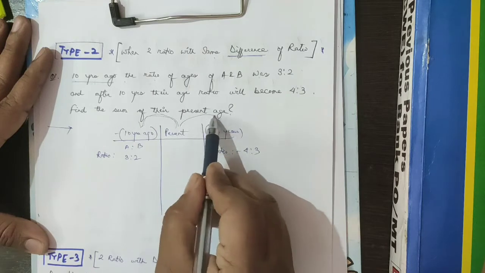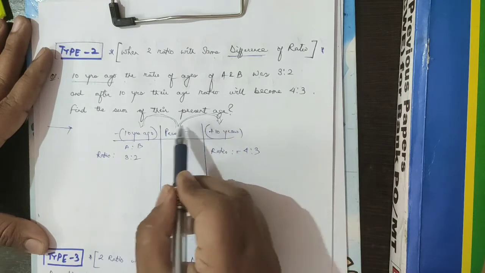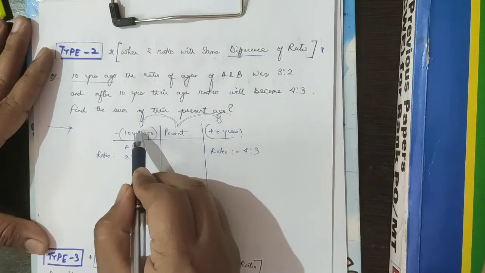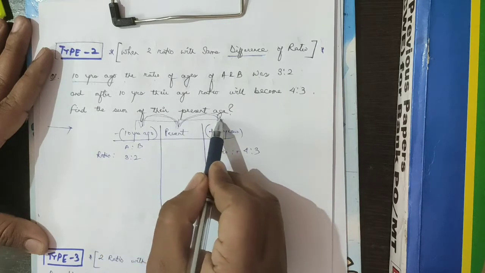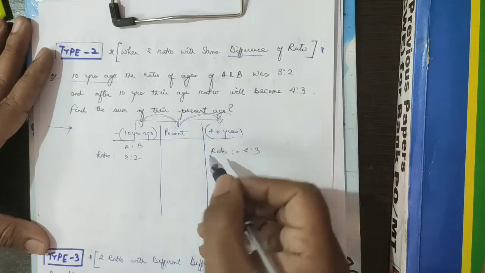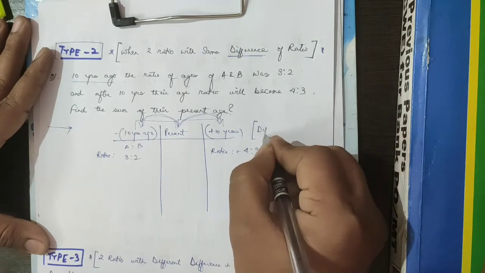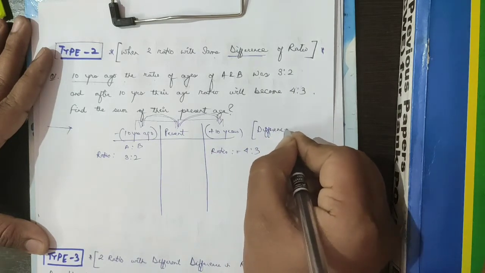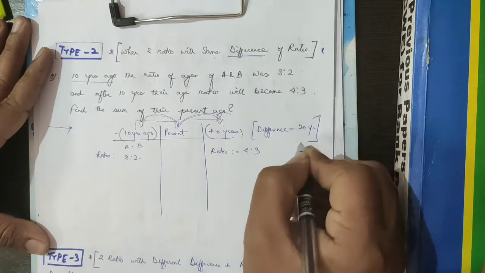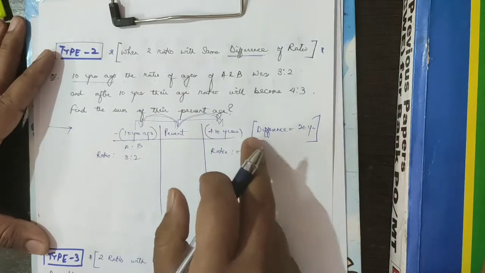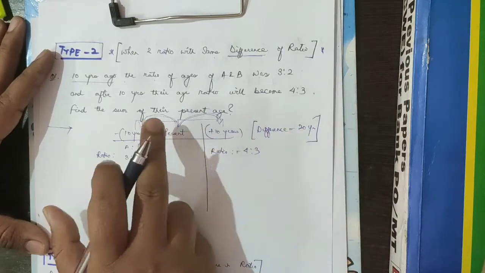For this type of problem, first you need to know the difference, how much gap there is from past to present and from present to future. From minus 10 to present there are 10 years, and from present to another 10 years, so the total difference is 20 years. First you must know the difference is 20 years.